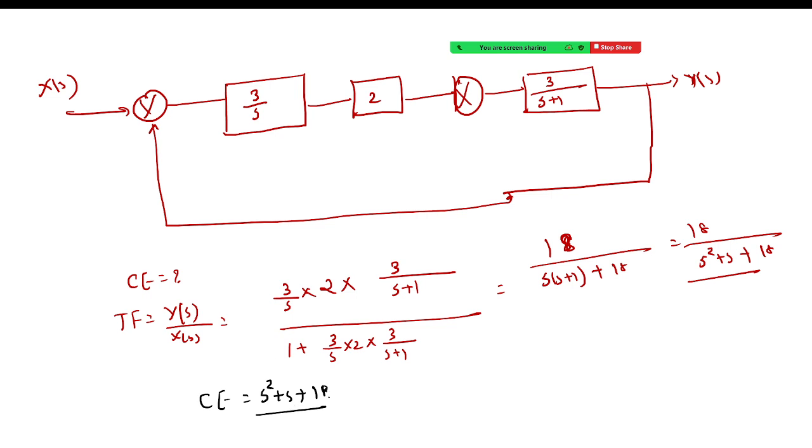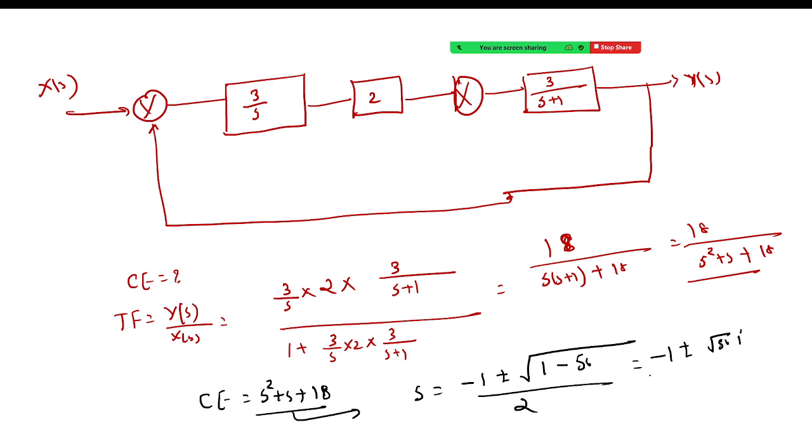So now I'll calculate the root of this particular characteristic equation. So s will be equal to minus 1 plus minus root of 1 minus 72, that is minus 71... since this is a quadratic equation, the roots can be calculated very easily. S is minus 1 plus minus root over 56i divided by 2. But here we are getting a complex root. I'll discuss the complex root later on, right?